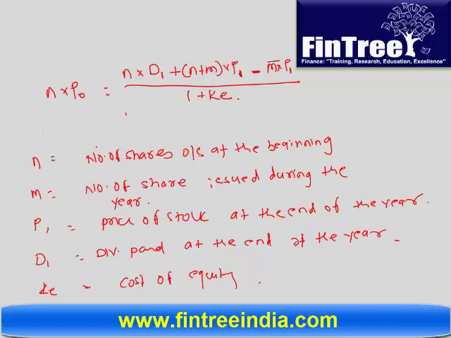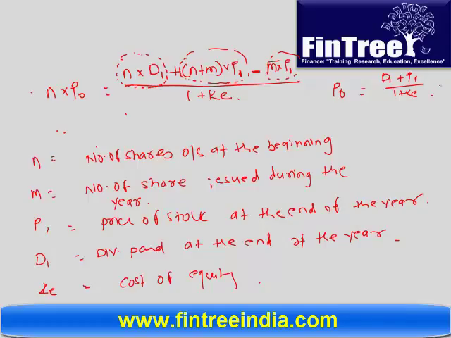So n into D1 means the number of shares I had at the beginning of the year into D1, which is the total amount of dividend paid. The total number of shares I have at the end of the year is N plus M, into P1, minus M into P1, which is nothing but N into P1, the total number of shares into the value of the stock at the end of the year, divided by 1 plus K. If I solve this, it is again P0 is equal to D1 plus P1 divided by 1 plus K, the formula we saw earlier. Are you following what I'm saying?